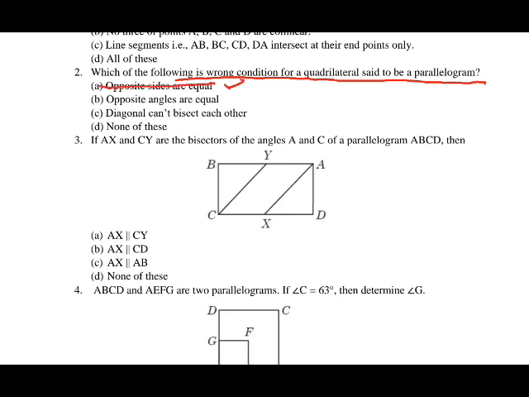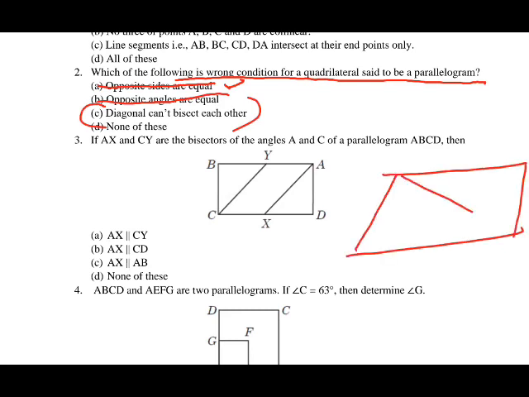Opposite angles are equal. Yes, this is the right condition. Diagonals can't bisect each other. Is it a right condition or wrong condition? Wrong. This is a wrong condition because we have a theorem which says that diagonals in a parallelogram always bisect each other. So this is a wrong condition. This is the answer to this question. Fine.